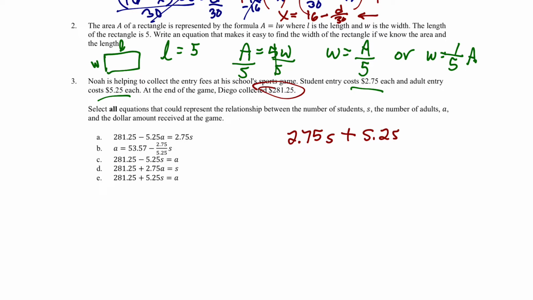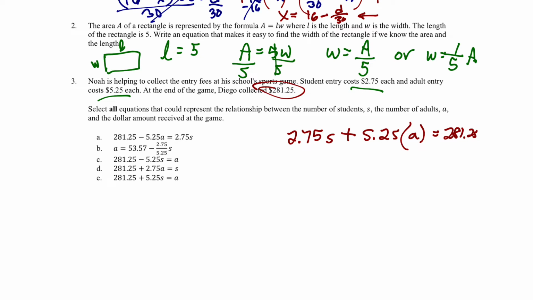525 times adult equals a total of 281.25. Okay, so that's our initial equation. Now it's asking us which of these equations down here could also represent that relationship between the number of students and the number of adults.